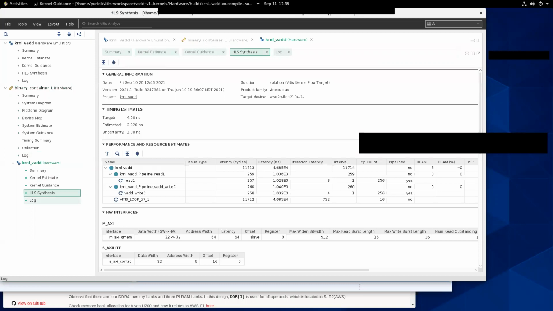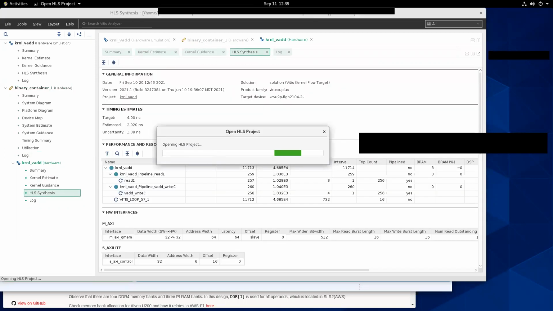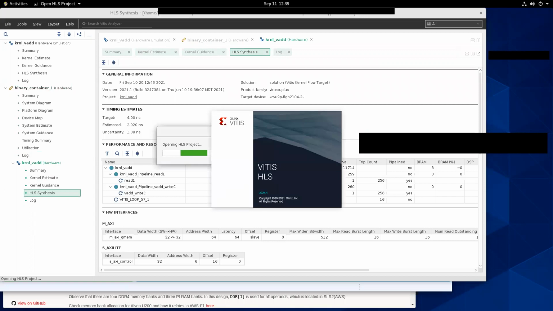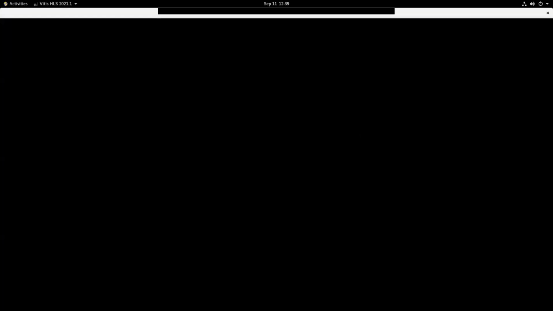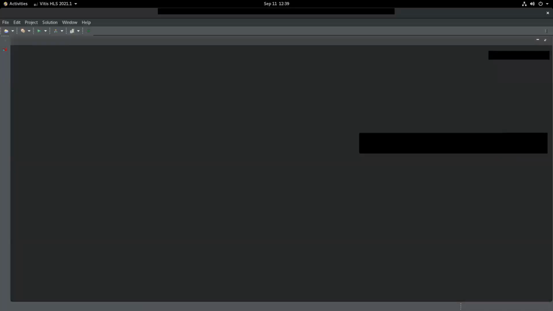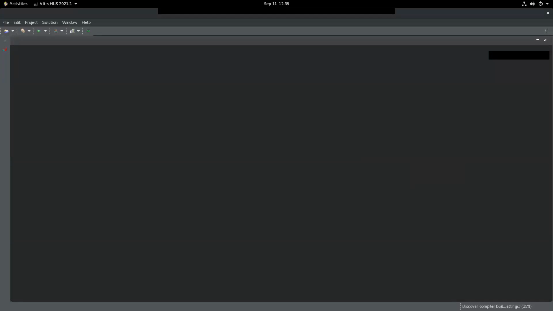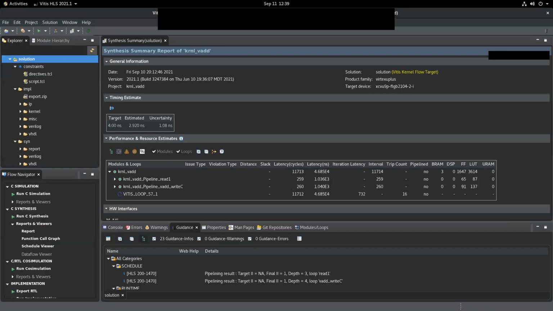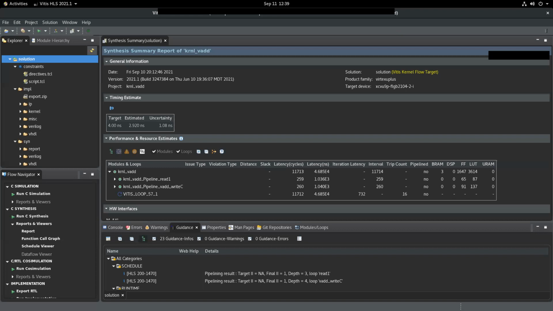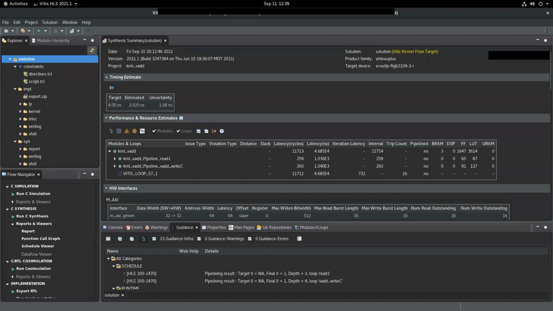Let's go look at the HLS code. I think underneath, it uses the Vitis HLS tool for synthesizing the kernel. Let's see how this works. Okay, so this is the Vitis HLS tool, and you can see the synthesis summary here.